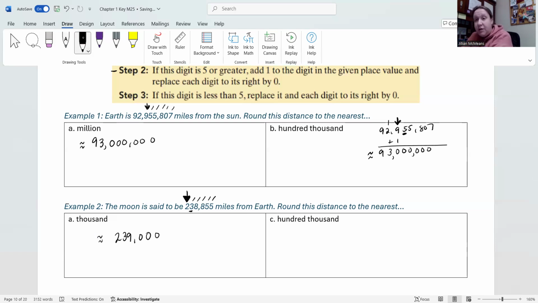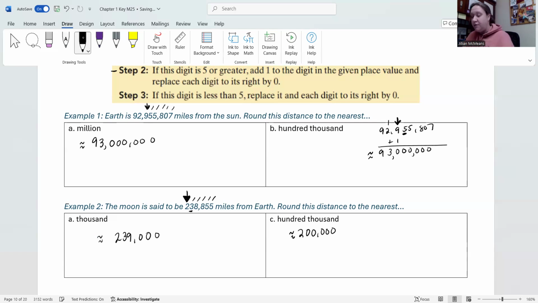So by rounding down, that means I leave the rounding digit alone. I don't touch it. Okay, and then everything after that becomes a 0. So 2 stays a 2, and then 3, 8, 8, 5, 5 all become zeros. So if we're rounding this to the nearest 100,000, what we're asking ourselves is, is this closer to 200,000 or to 300,000? In this case, it's much closer to 200,000.